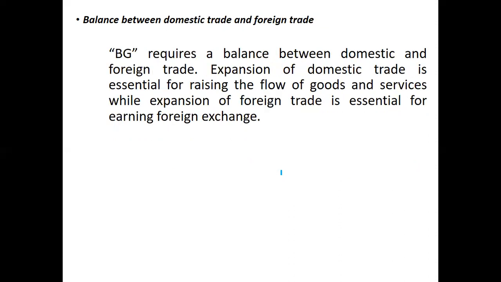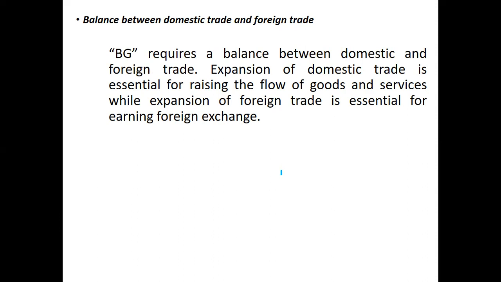Now, you can think of having a balance between domestic trade and foreign trade. Balanced growth requires a balance between domestic and foreign trade. Expansion of domestic trade is essential for raising the flow of goods and services, while expansion of foreign trade is essential for earning foreign exchange.